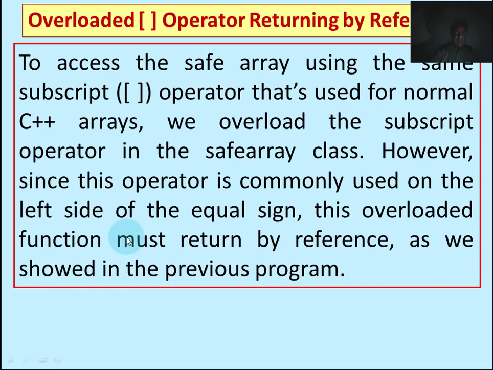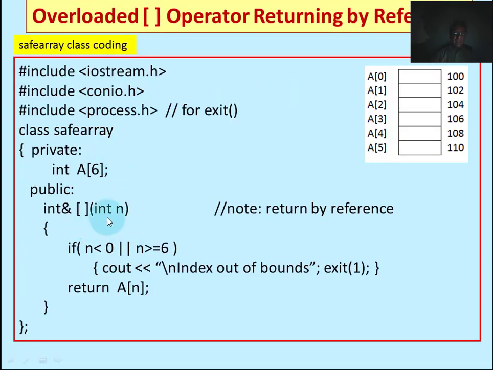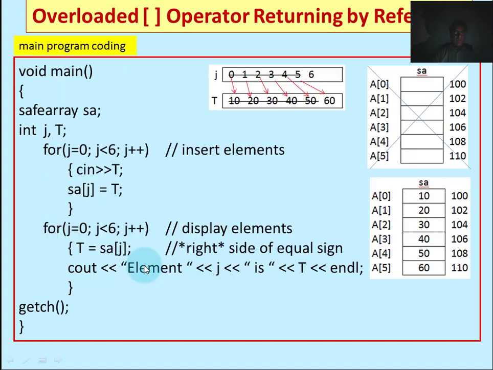So this function will check the 0. Is 0 less than 0? No. Is it greater than 6? No. Then it will return the a of 0 memory. The a of 0 memory location has nothing, but this address will be returned because its return type is address. 100 will be returned. So in this main program, 100 will be assigned to t. 100 is the address. An address cannot be assigned to an integer variable, but the 100 location contains an integer value 10. This 10 will be assigned to t, and the computer will display this 10 value: element at 0 location is 10.